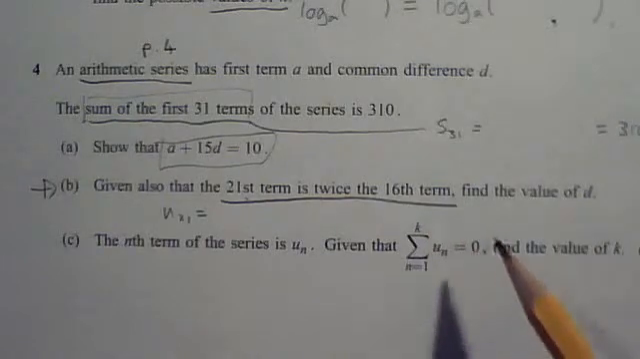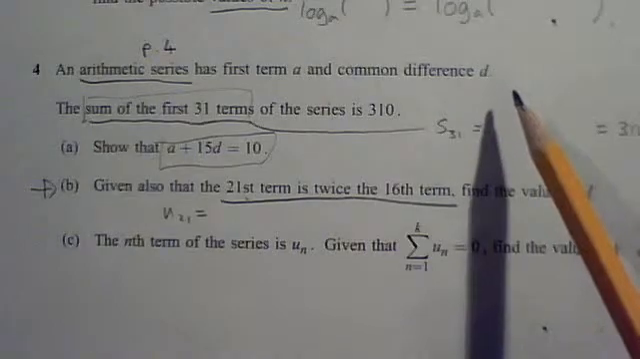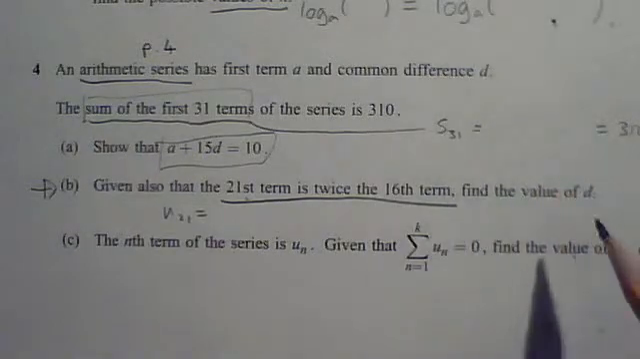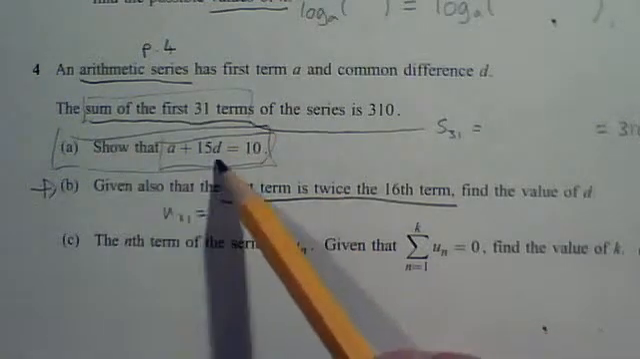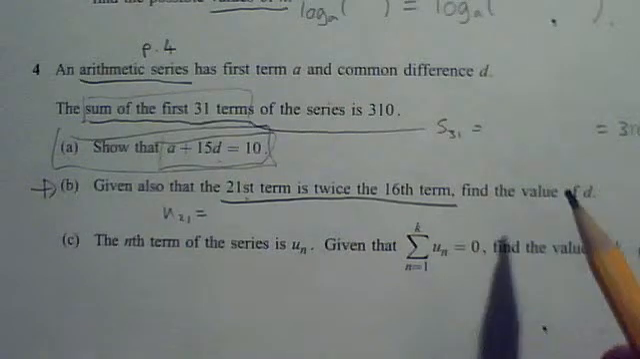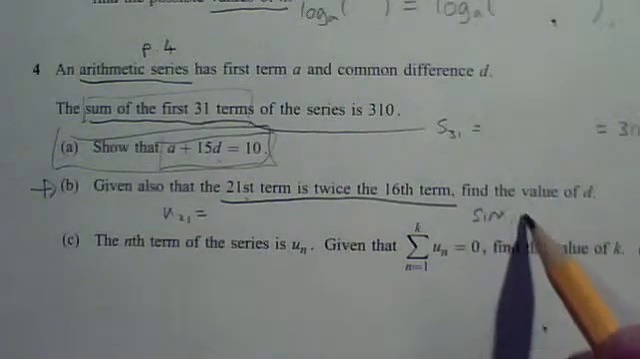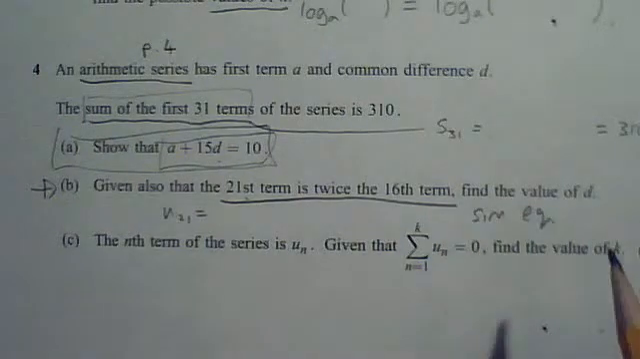So this will turn into an equation, and once again it will be an equation with A's and D's in it. Once you've got that equation, then you go back. Part A had one equation with A's and D's in it. You can get another one from this condition here, so you end up with simultaneous equations to solve, and that should lead you to the value of D.